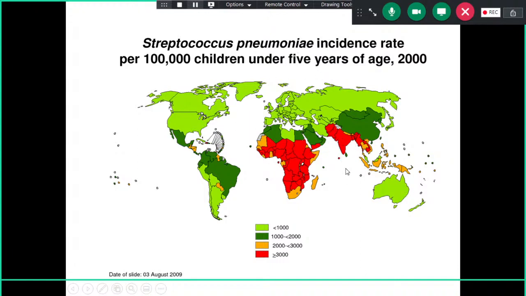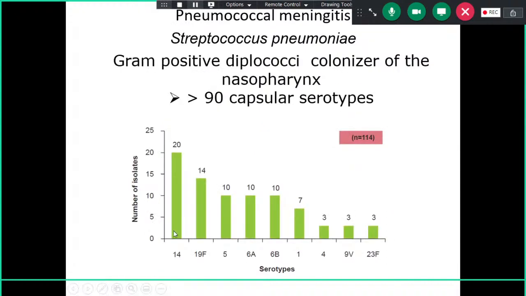But fortunately, these are the different serotypes. I told you there are more than 90 different capsular serotypes. But out of those, 19 serotypes, capsular serotype 14, serotype 19F, 5, 6A, 6B, etc., are the ones that are associated with the majority of invasive pneumococcal disease. Invasive pneumococcal disease meaning it can cause pneumonia, it can cause meningitis, etc.